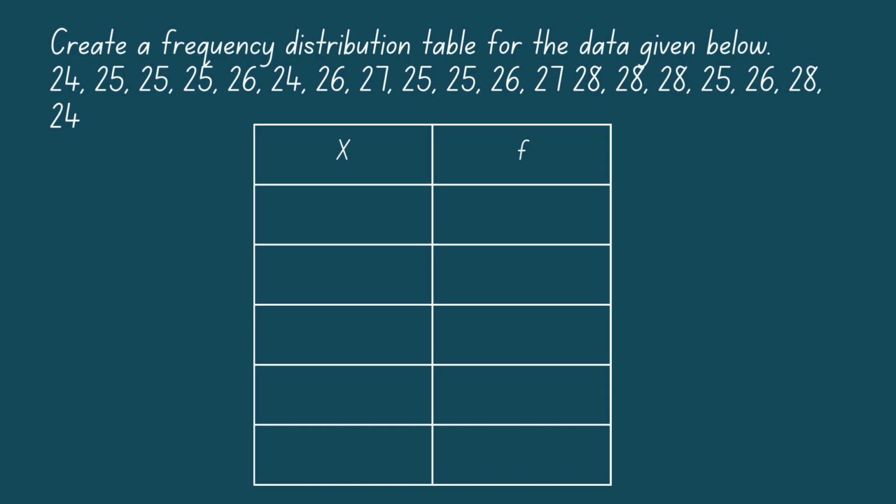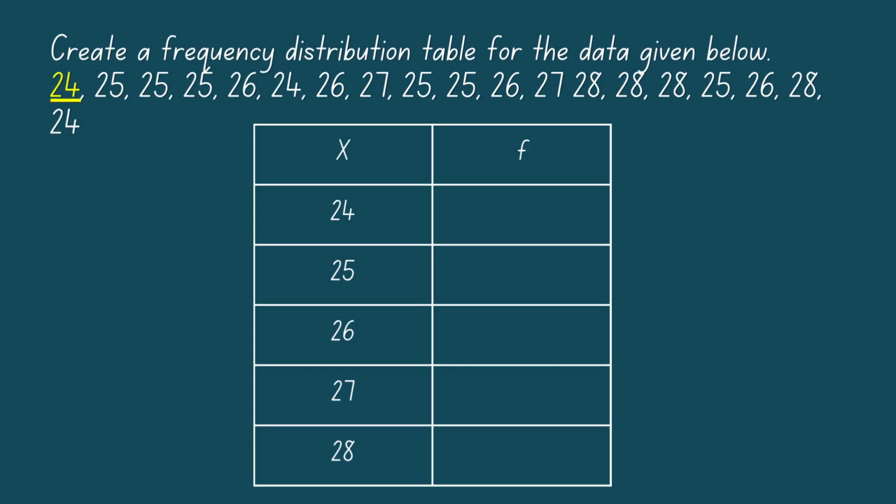So I have these numbers here. We have the smallest number 24 and then we have 25, 26, 27 and 28. That is pretty much all the numbers present in the question. Next, to find the frequency, you have to count how many times each of these numbers occurs and write it here. Let's start with 24. We have 24 here, 24 here, and then 24 here. So that is 3 times. So we'll write 3 under F.